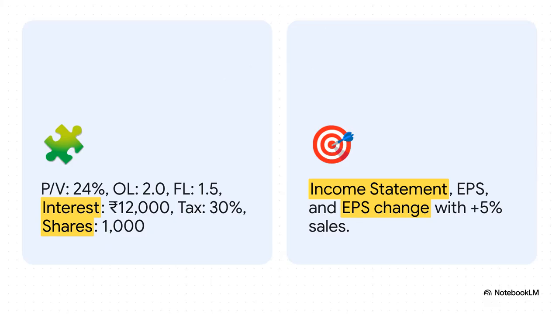All right, take a look at our puzzle box. Over on the left, you see all the clues we've been handed. A few ratios, an interest amount, a tax rate, the usual suspects. And on the right, that's the treasure we're hunting for: the full income statement, the earnings per share, and even a little crystal ball gazing into what happens if sales go up. Right now, that gap between what we have and what we need looks massive. But don't worry, we've got a map.